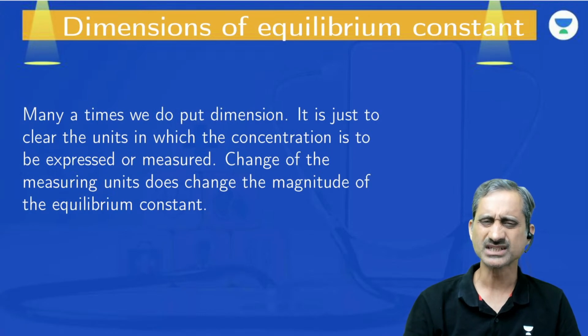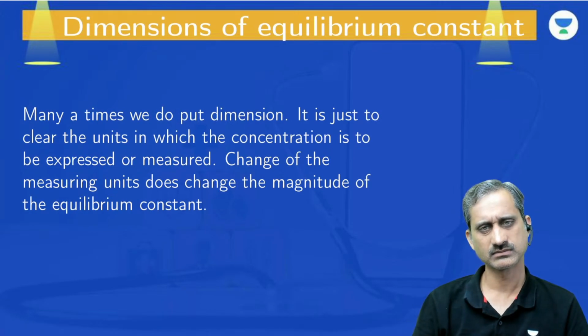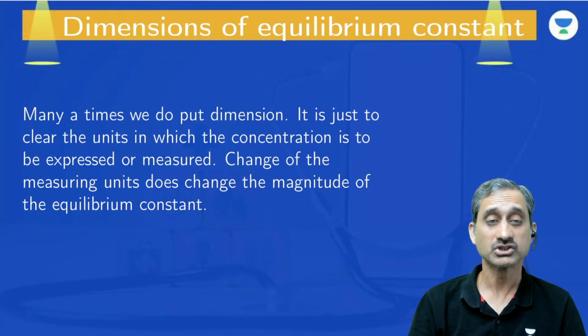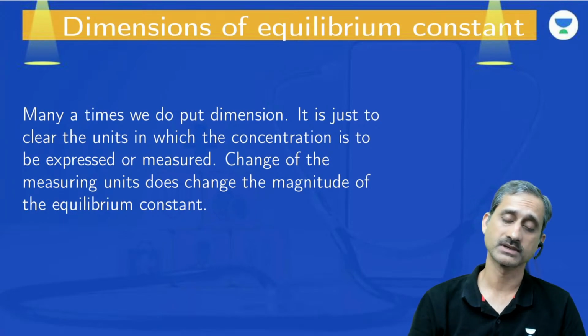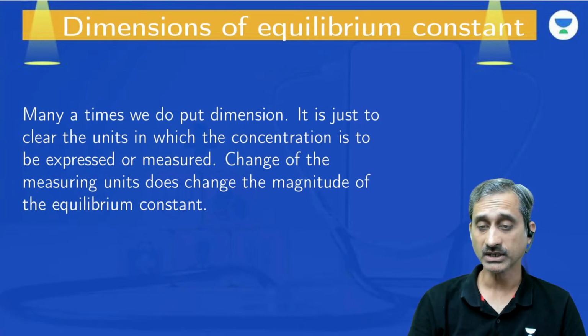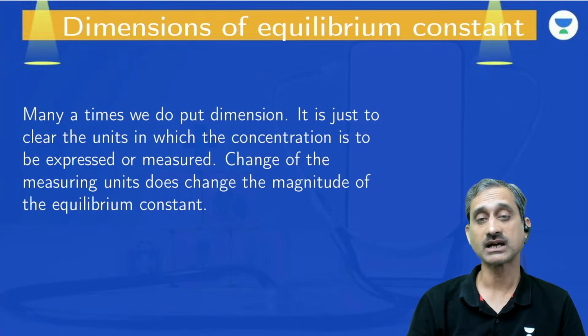But we still put certain dimensions sometimes. Now it is just to clear the units in which the concentration is to be expressed or measured. But if you think about atmosphere, then in that case, atmosphere is not a standard unit, so it is going to be dimensioned. The change of measuring unit does not change the magnitude of the equilibrium constant. Clear?